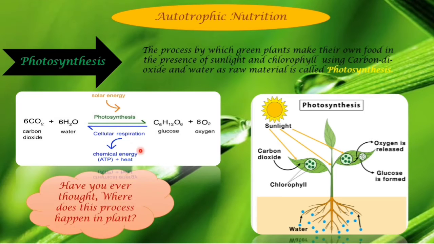Have you ever thought where this process happens in the plant? We always learn about the photosynthesis process, where light is involved and the plant receives water from the soil and air. All these are the favorable conditions where photosynthesis happens, because it is mandatory for the plant to prepare the foodstuff, as it cannot move from one place to another. But we need to think where this process exactly happens in the plant. Let's discuss this in detail.